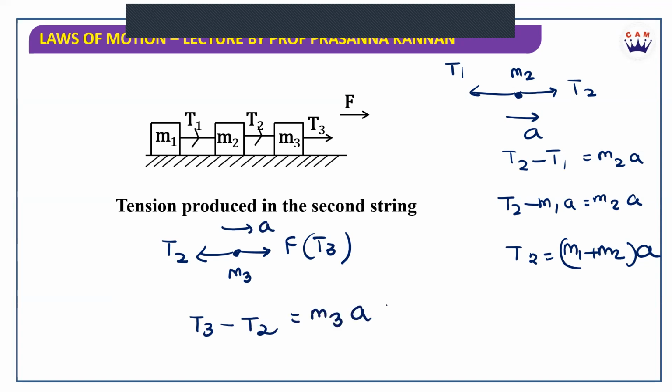So T3 minus T2 is equal to M3A. So T2 will be nothing but T3 minus M3A. But what is T3? T3 is nothing but F. F already we know. What is F?